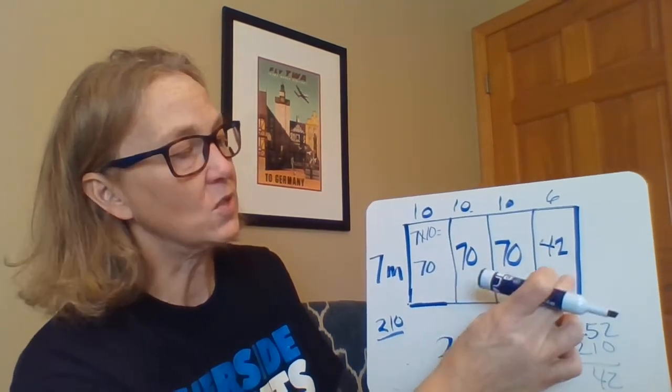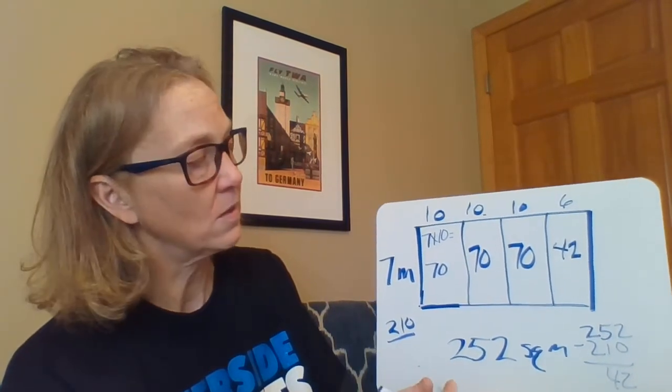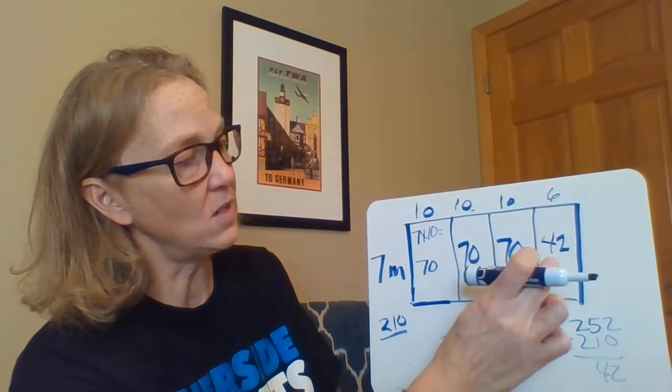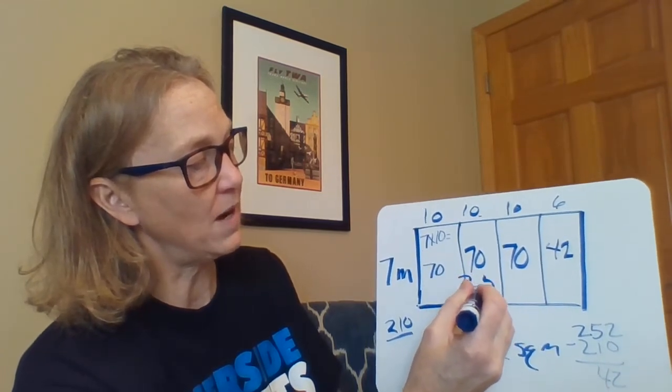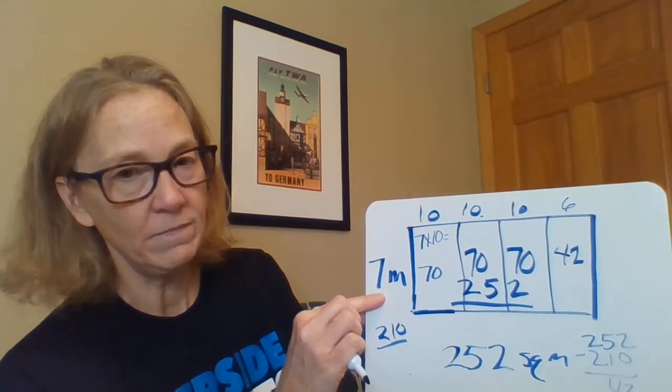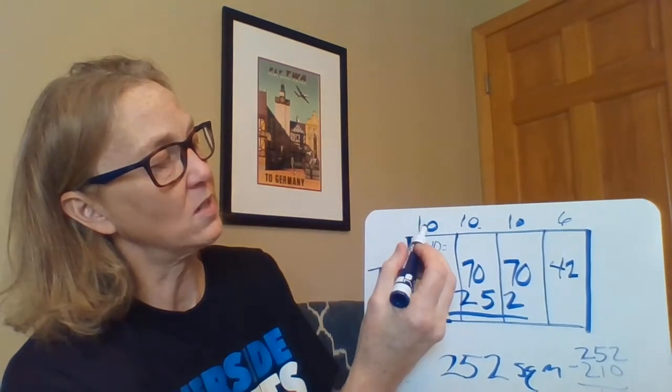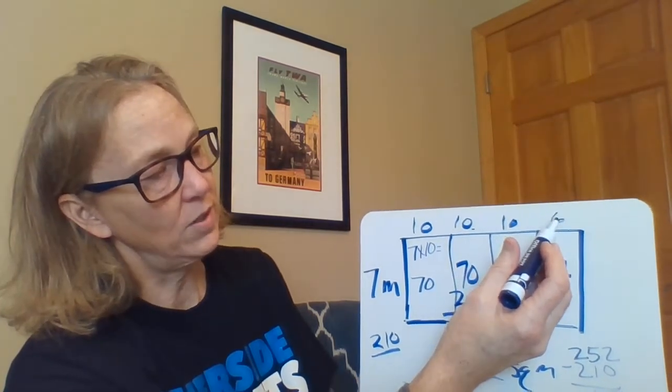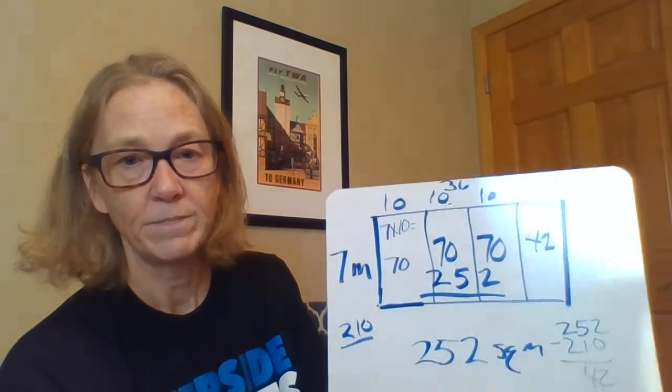So now what I've done is I've broken my larger rectangle of 252 square meters into smaller, more manageable areas. And if I add up all of these smaller areas, that gets me up to my 252 square meters. And I know one of my dimensions is 7. Now my other dimension is 10 plus 10 plus 10 plus 6. So this other dimension is, sorry, I'm running out of room here, 36.